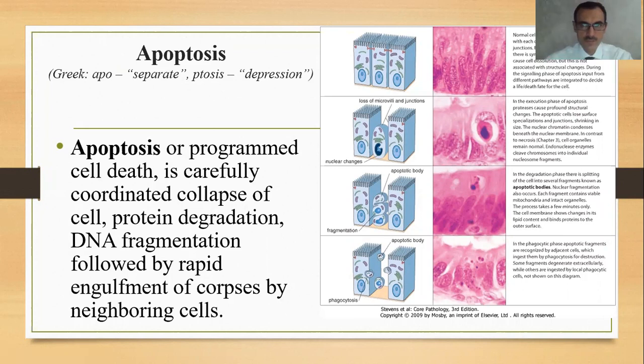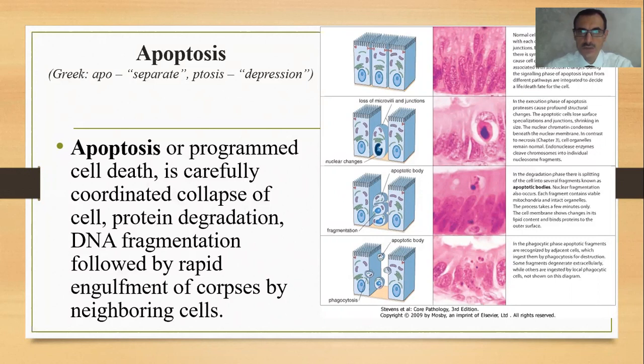Apoptosis is taken from the Greek name. Apo means separate, and apoptosis is depression. It is programmed cell death, a carefully coordinated collapse of the cell, protein degradation, and DNA fragmentation, followed by a rapid engulfment of the corpse by neighboring cells.